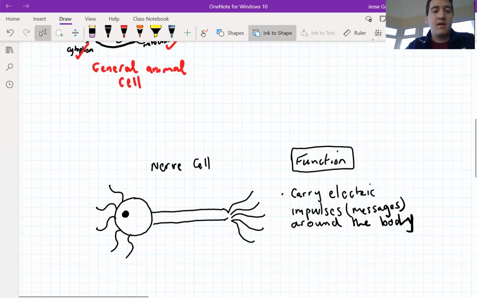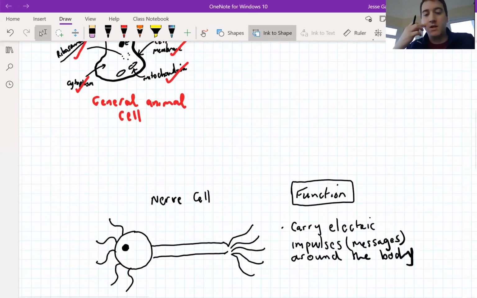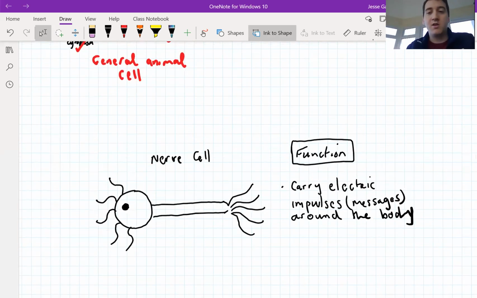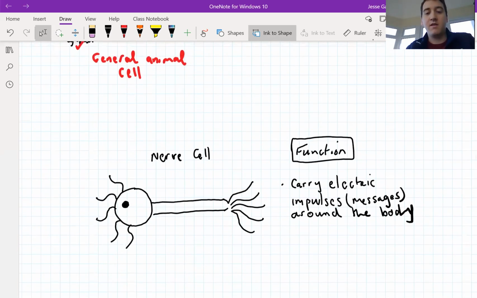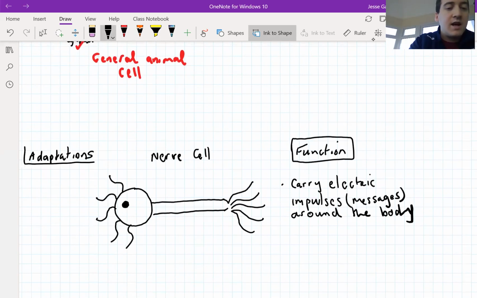Well, obviously this cell is different from the general animal cell. Now, it's still an animal cell because you find them in animals, but it's different from the general one. Very clearly here, it's got different parts. So we call these different features or different structures adaptations. So adaptations are features that help a cell to do its job.